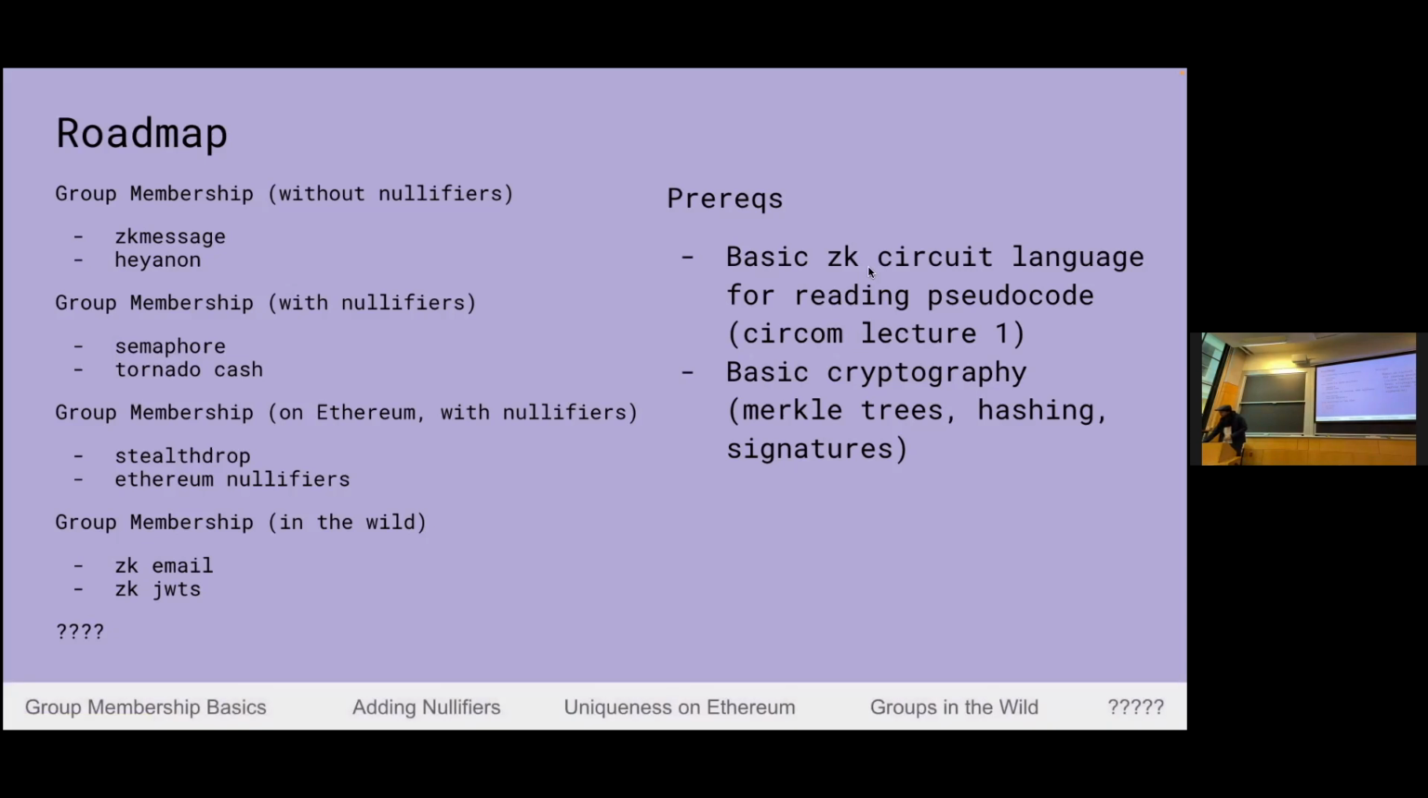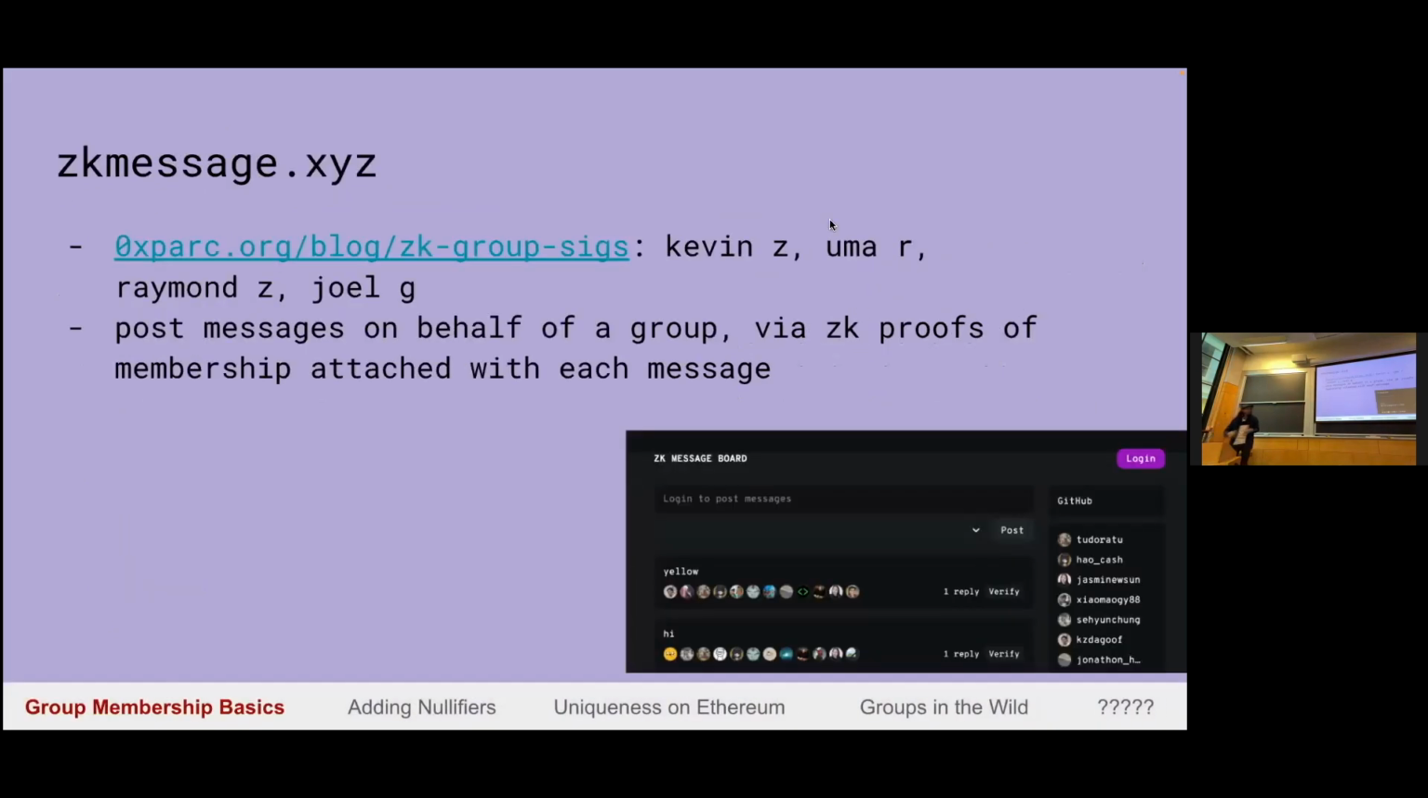Cool. So we'll start with a super simple construction, zkmessage.xyz. And the intuition we're going to try to get is how do we have simple group membership and message posting? So the idea is that this primitive, this website was built maybe about a year ago, allows you to post messages on behalf of a group and attach a ZK proof of membership with each message.